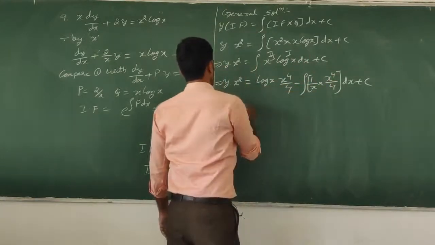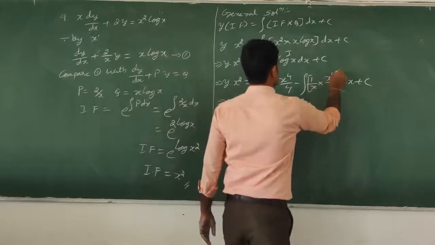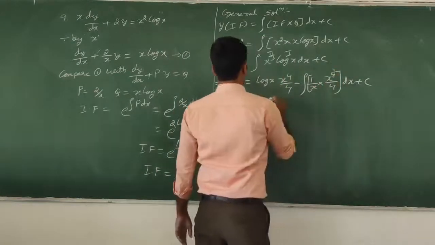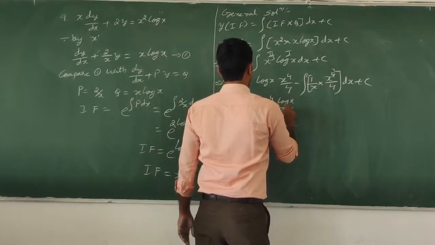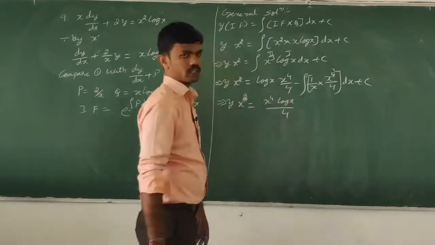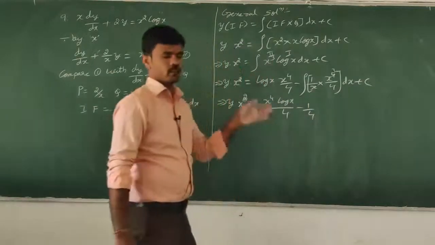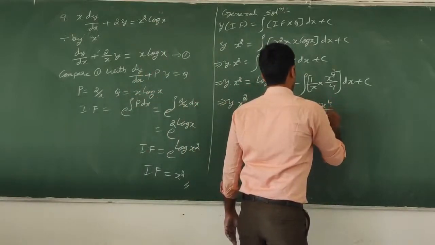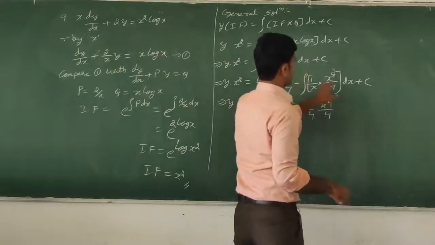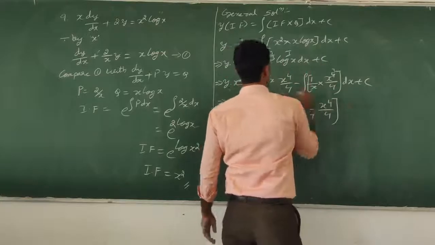Now this implies y into x square is equal to, look, x here, what is left? x cube remains. So write this as it is: x to the power 4 into log x, whole divided by 4, minus 1 by 4 into, again x cube is there, the integration of x cube is x to the power 4 by 4 plus c.